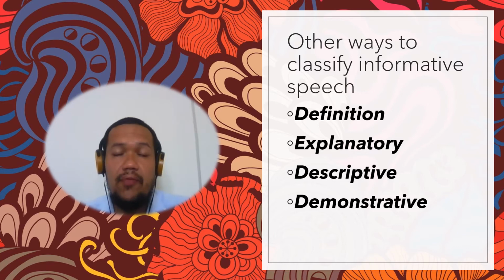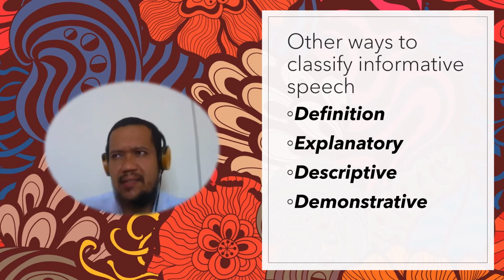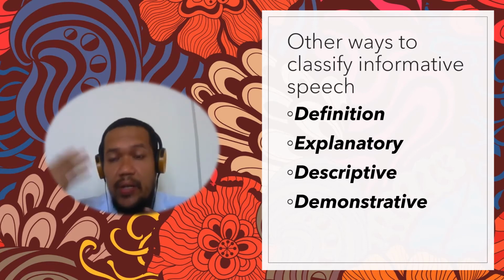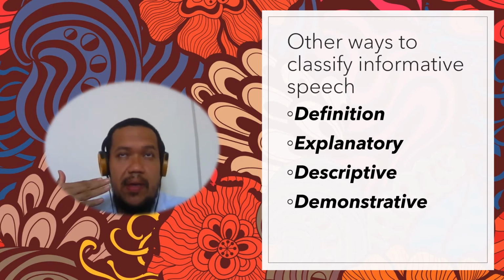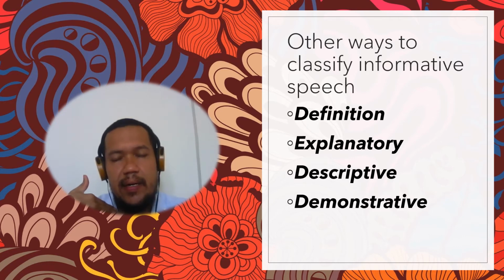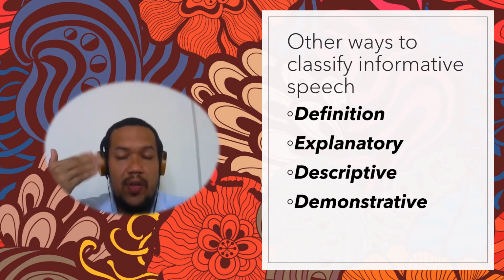Definition: for example, you want to define something, like what is beauty, what is sexy, from different perspectives. What is smart, for example? You would define what is smart from the perspective of different people or different communities.